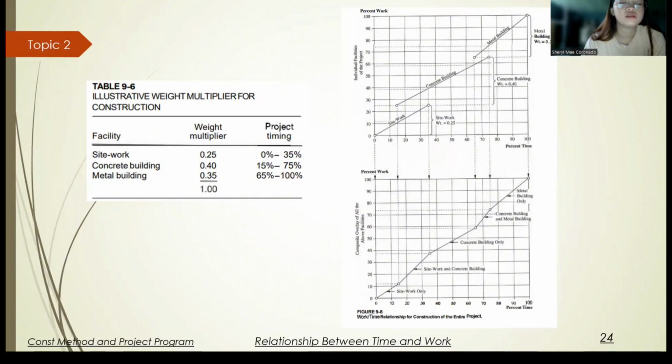For site work, the multiplier is 0.2 and the project timing is 0 to 35%. In concrete building, we have 0.40 in weight multiplier. In project timing, we have 15% to 75%. For metal building, the weight multiplier is 0.35 and the project timing is 65% to 100%. The total of the weight multipliers is 1.